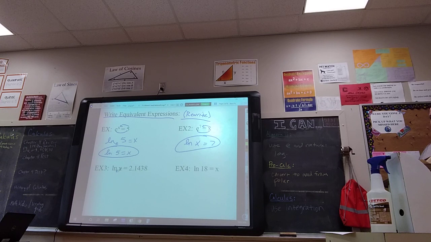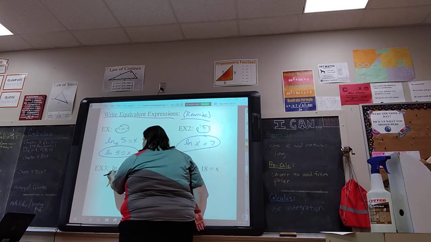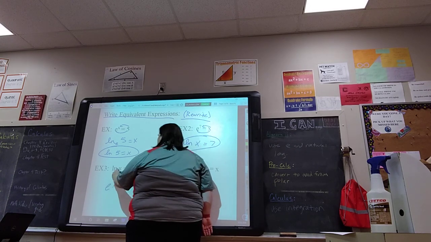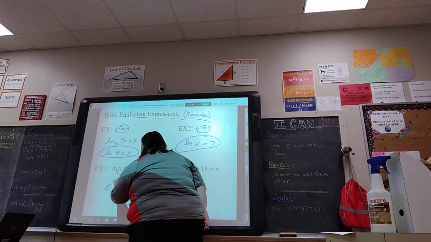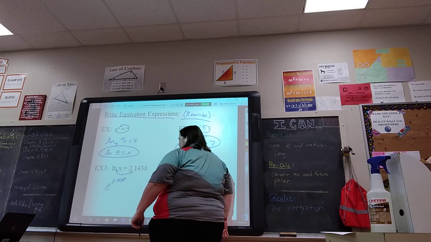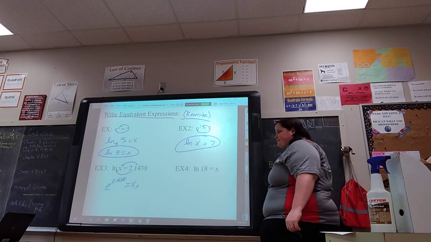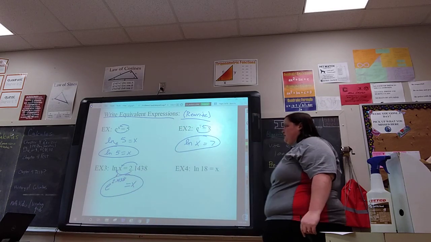We're still going to use that same walk around method when we wrote it from log to exponential. So this is in log form, because ln is a natural log. So we're going to write it from ln into E. Like I said, technically the E is there, so the little e becomes the big E. And we walk around to this number, which is really easy on this one. It's 3.1438, and then it equals the x. So that's the E format of that ln expression.